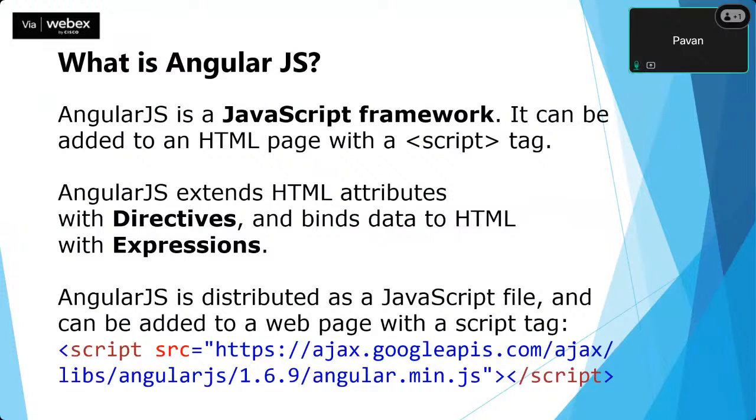The first agenda for today is what is AngularJS? AngularJS is a JavaScript framework. As I said before, AngularJS is a JavaScript framework. And Angular, which is a bit different from AngularJS, is a TypeScript framework, which is a superset of JavaScript. So that is the difference between Angular and AngularJS.